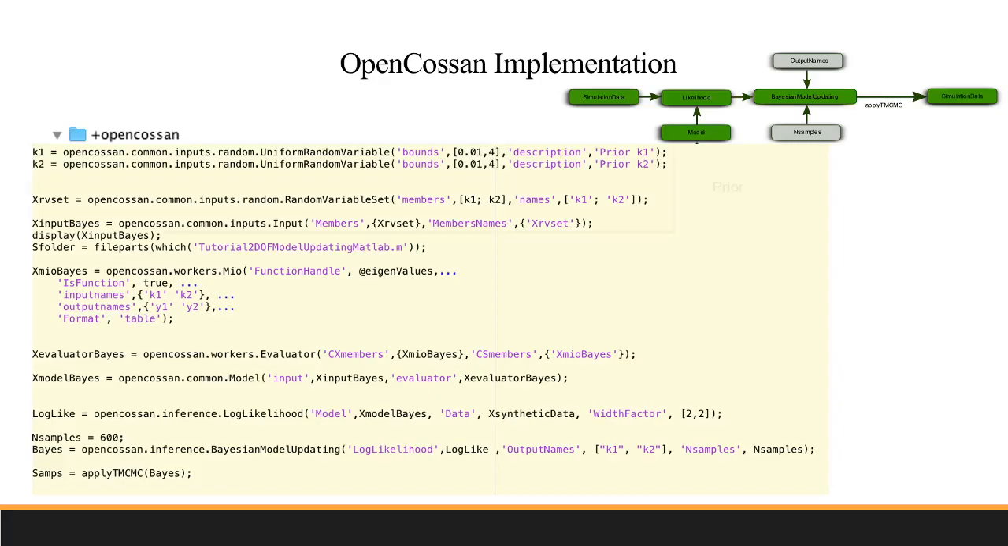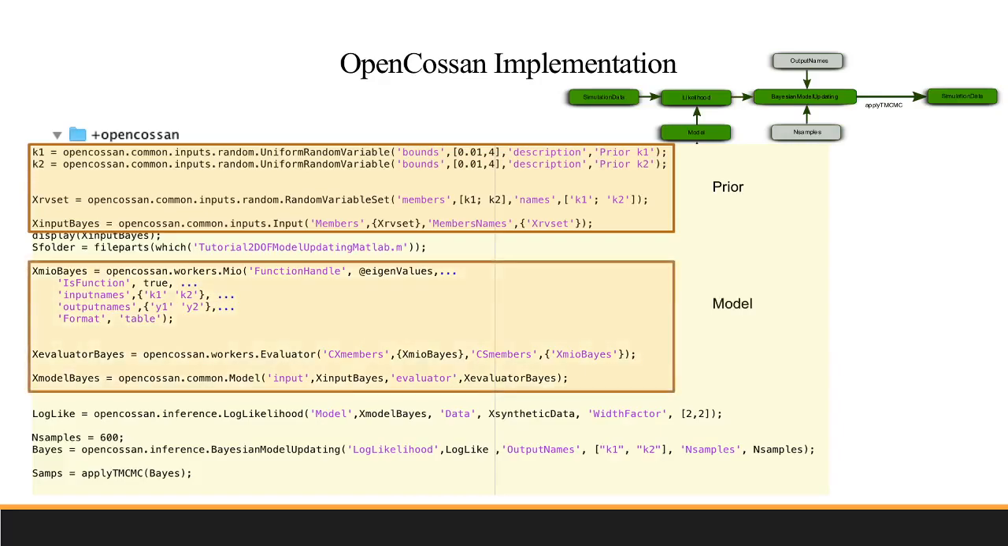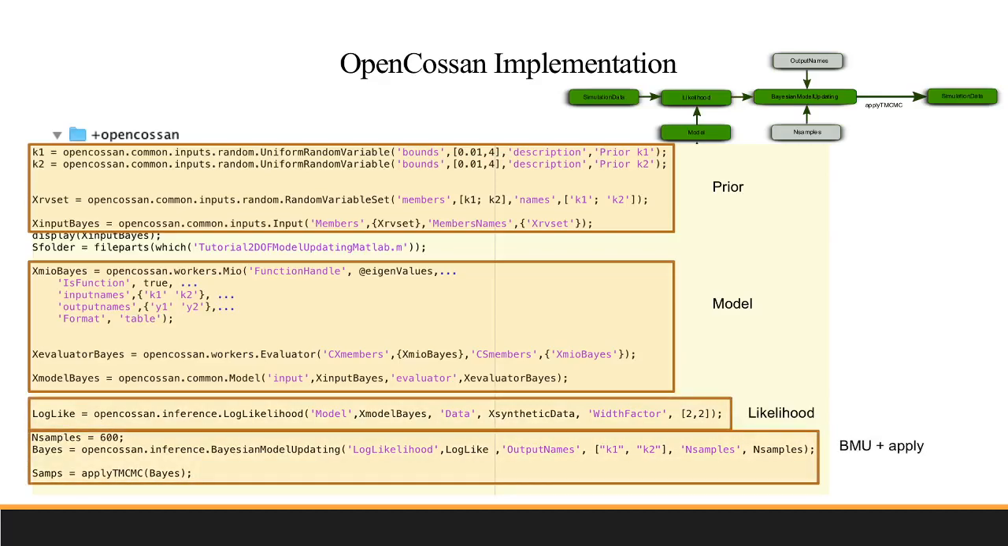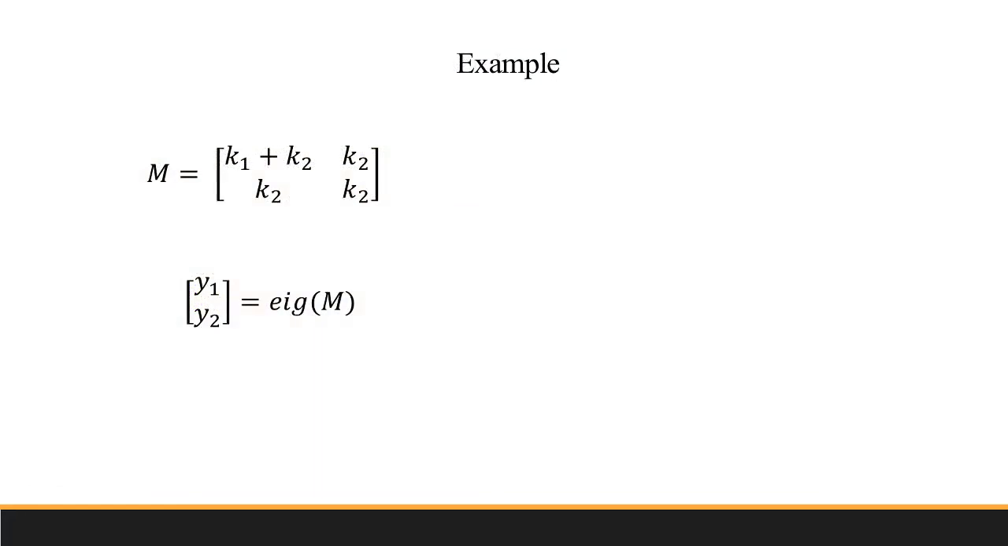Basically, you start off by defining a prior, which would take in two random variables. In this case, they're both uniform. You put them into a random variable set. If you would like to give some sort of correlation to the random variables, you do it in the random variable set. And then you insert that into an input object, which is then given to the model. The model is then given to the likelihood, which is then given to the Bayesian model updating class. And then the final step there is just to apply the calibration algorithm, apply TMCMC.